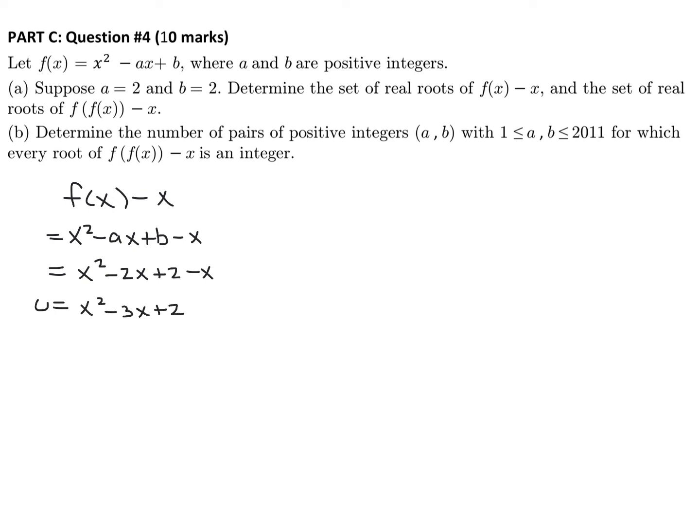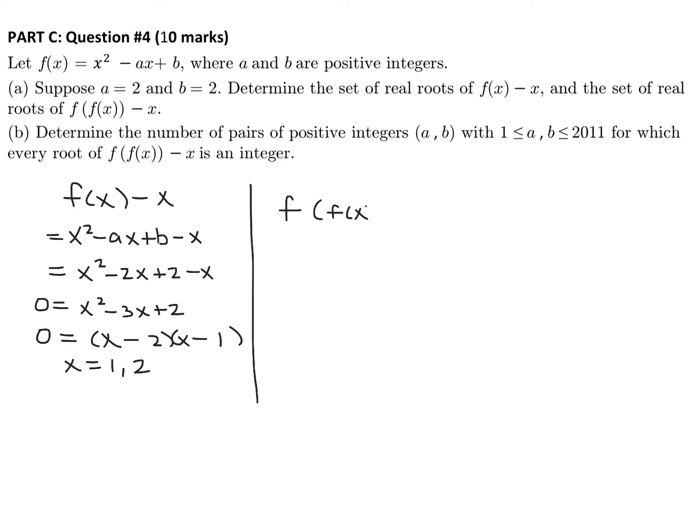And we want the roots, so set that equal to 0. And I think this factors into x minus 2 times x minus 1. So therefore x is equal to 1 or 2. So there you go. Now we've got a little bit more challenging. They want you to find the roots of f at x minus x. Okay? So we've got to substitute this in.